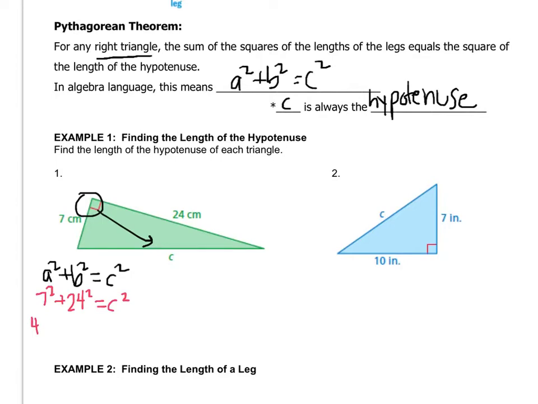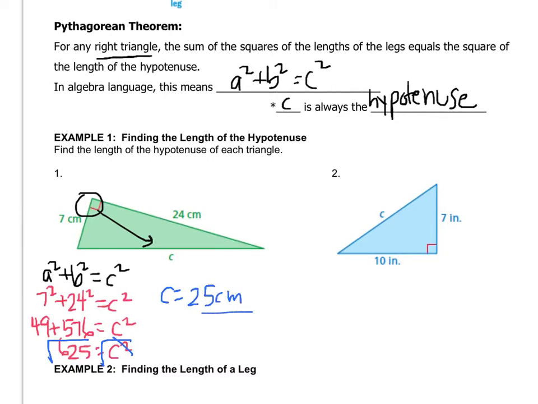So that gives me 49 plus 576 equals c squared. Don't put 625 on the right-hand side. Put it underneath. C squared always maintains the right-hand side. So that equals c squared. And now you do the inverse. You square root both sides, and you get that c equals 25 centimeters.